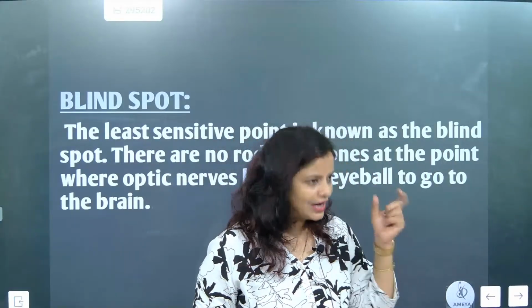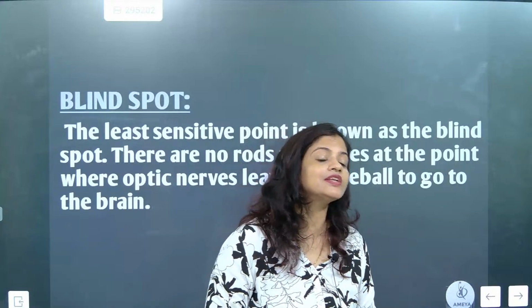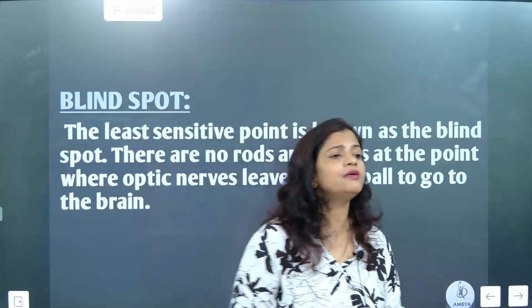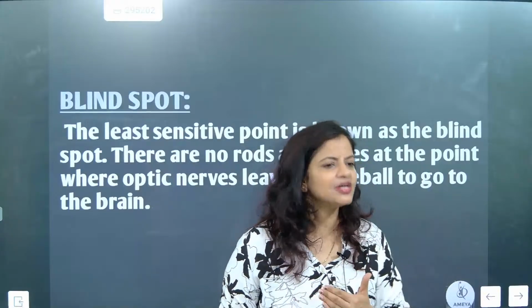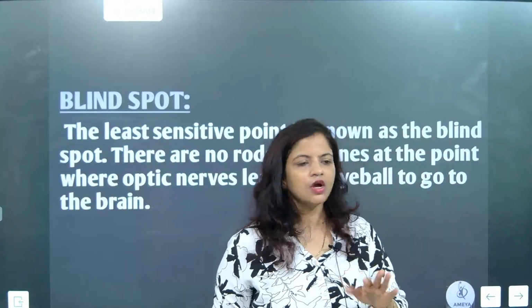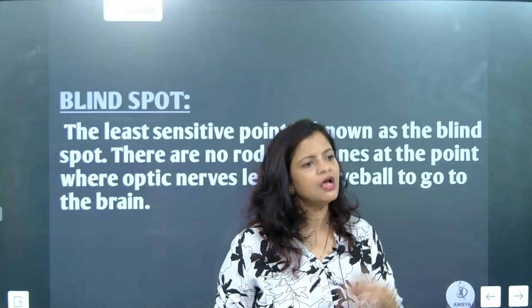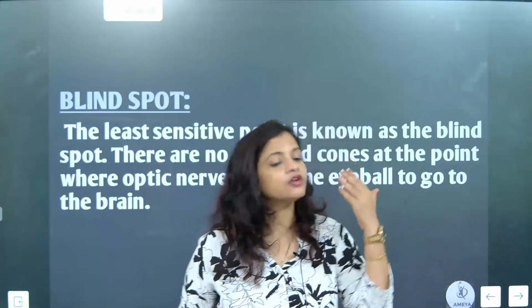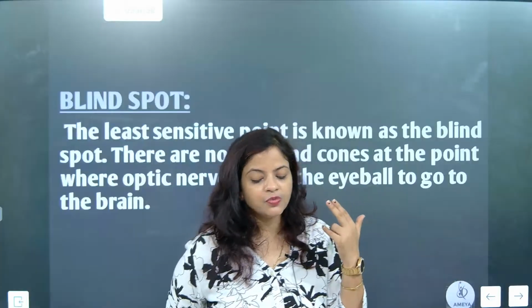Understood or not? So, electrical impulses. What will the image get converted into? Electrical impulses. These electrical impulses need some transmission now. The image got converted into electrical impulses, but it needs transmission. Transmission means it should be transported to the brain.